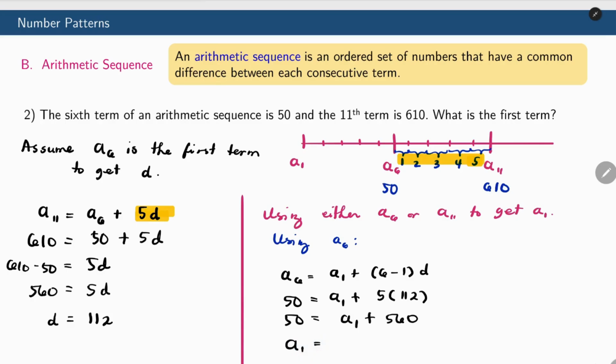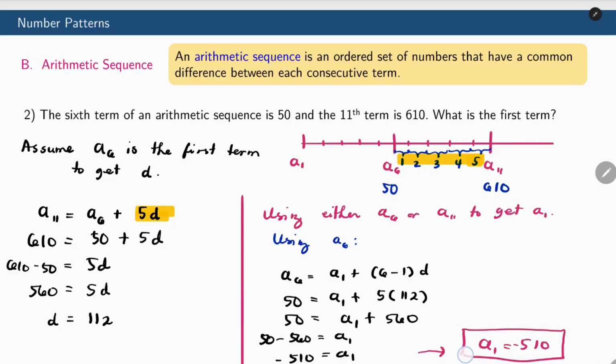Therefore, a sub 1, nangyari? Okay, 50 minus 560 equals a sub 1. We have negative 510 equals a sub 1. So, this one is equivalent to a sub 1 equals negative 510. So, this is the first term. Take note that this is the same answer that we got from the solution number 1.